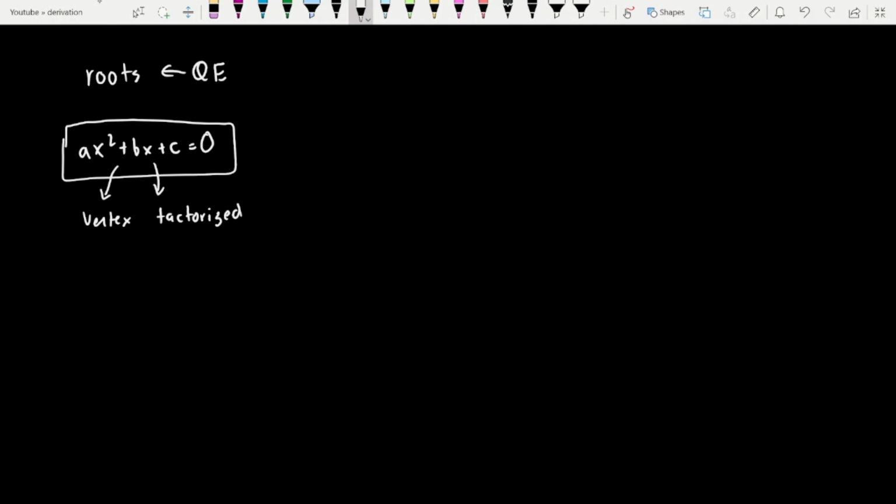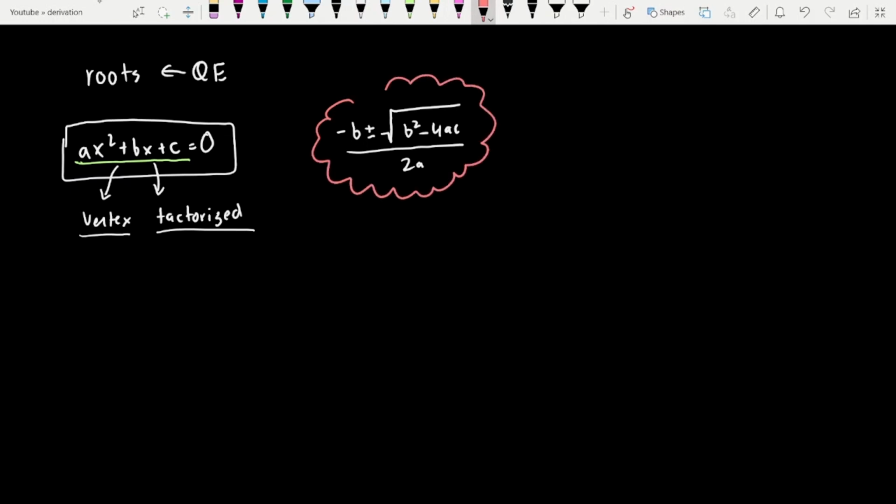Now, there's actually a third way you can find out what your roots are. By using that method, you don't have to convert your quadratic equation into vertex form or factorized form. You can just use this directly, and you can get your roots. The equation for that is minus b plus minus square root b squared minus 4ac over 2a. This entire thing is called the quadratic formula.